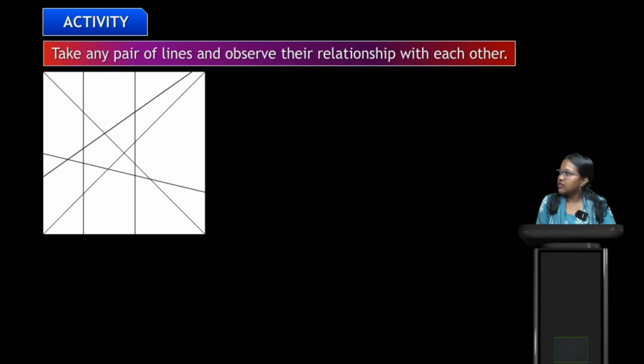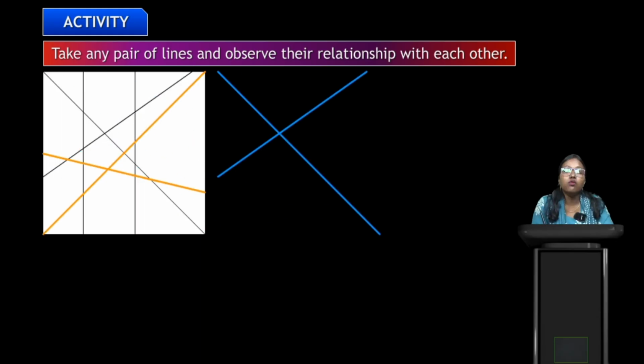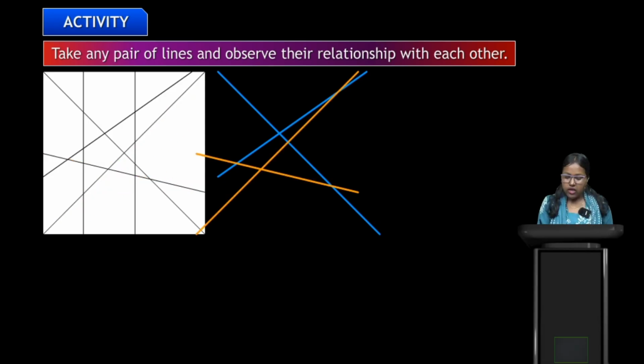After that, they ask us to take any pair of lines and observe their relationship with each other. Take any two lines and observe the relation between them. What do we mean by the relation? It means how they are lying: whether both the lines are parallel to each other and never meet, or both lines are crossing each other, or one line is lying in another. That we have to check.